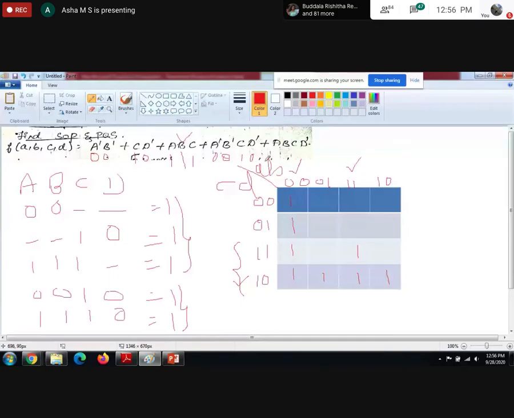Wherever A bar, B bar is there, 0, 0 is here in this column. C, D bar: C equal to 1, D equal to 0. So here, C equal to 1, D equal D bar. One is already there, so no need to write. A, B, C, D bar: 1, 1, 1, 0. 1, 1 is here. 1, 0 is here. So again, this cell is also already filled. So this is the truth table you will get, or the K map you will get.